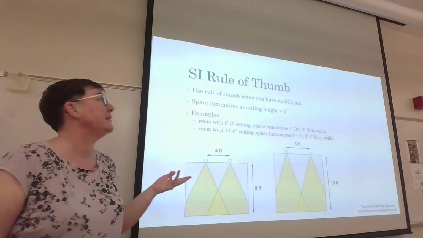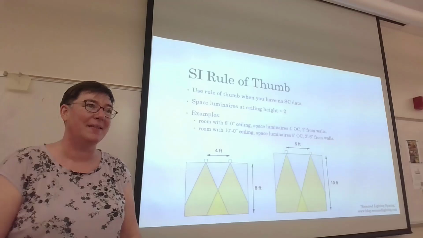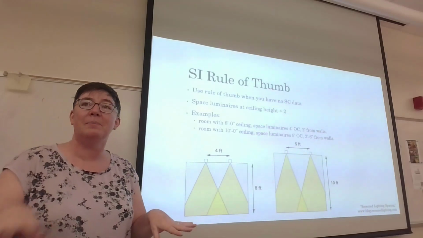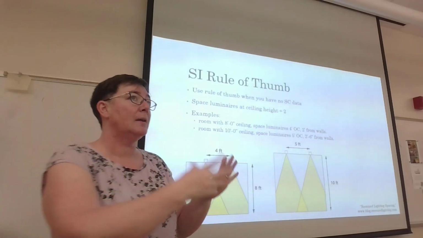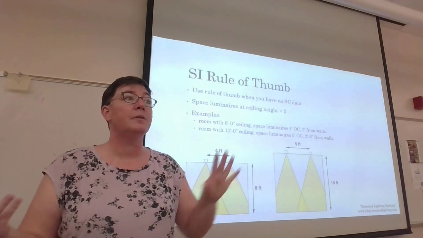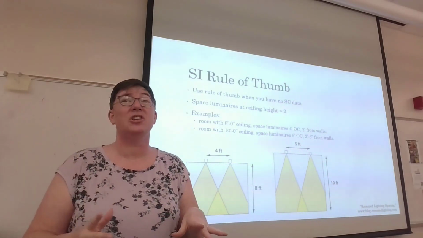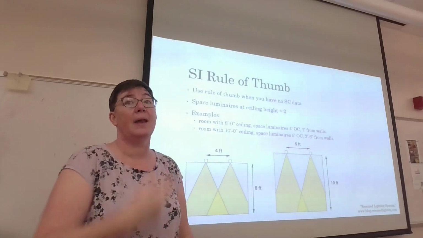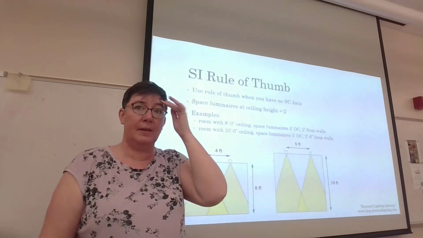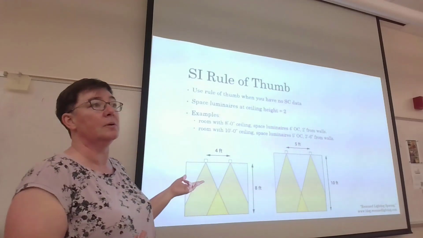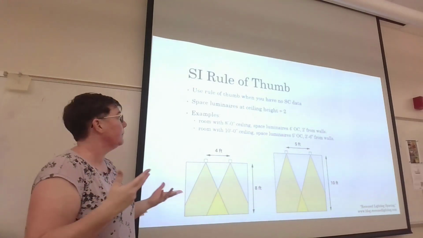If you have no spacing criteria data, not all cut sheets are going to provide this. You will find, by the way, when you start looking for luminaires for your project, that luminaires designed for commercial use have tons of data available. Luminaires designed for residential use often don't have this photometric data available. All right, so maybe you don't have this information. What do? You're going to use a rule of thumb. All right, easy peasy. Here we go.